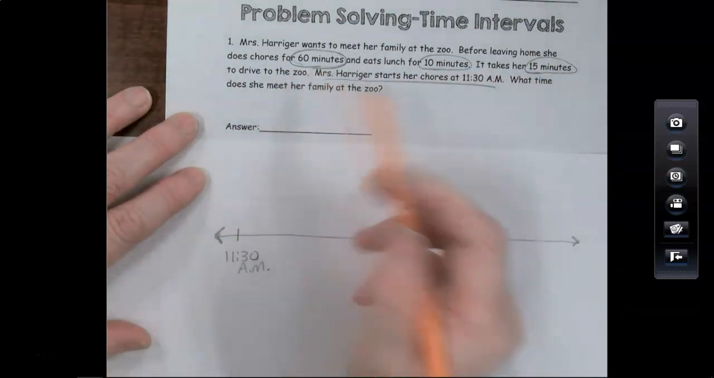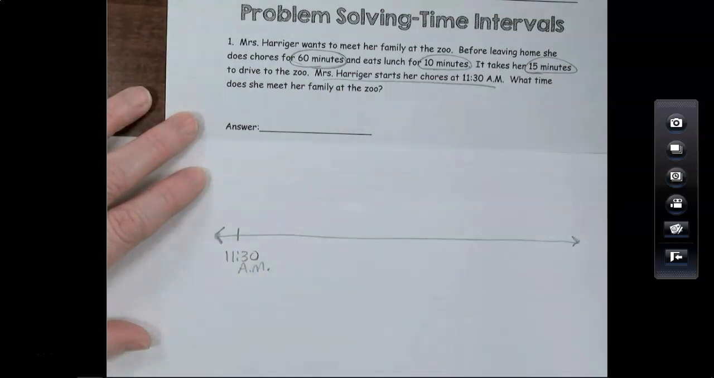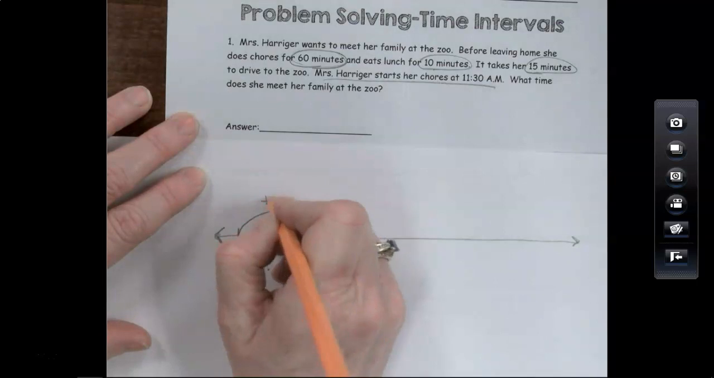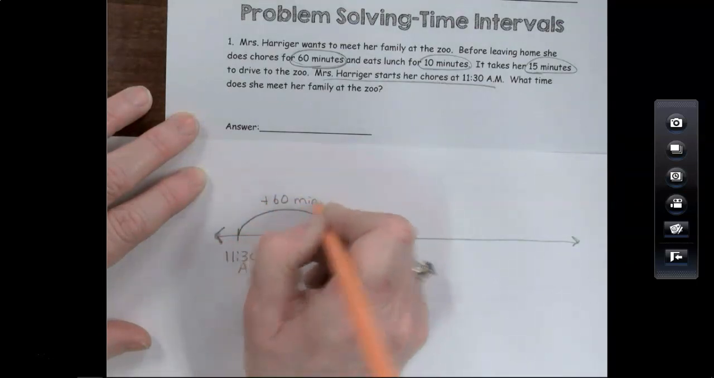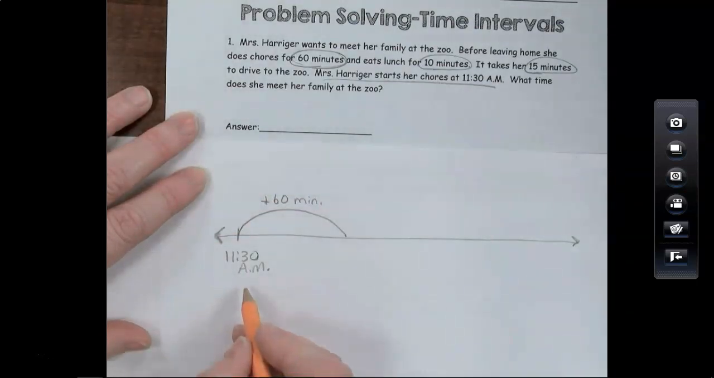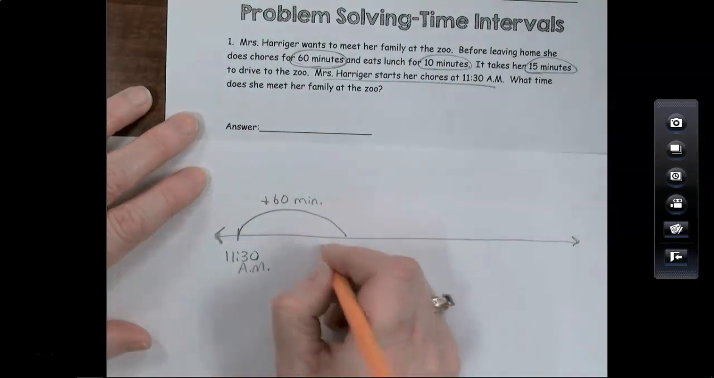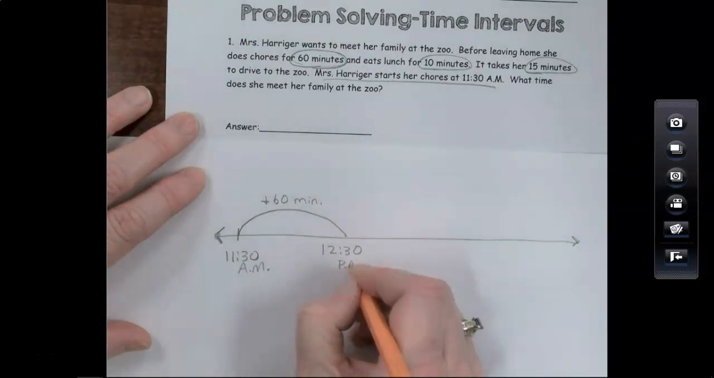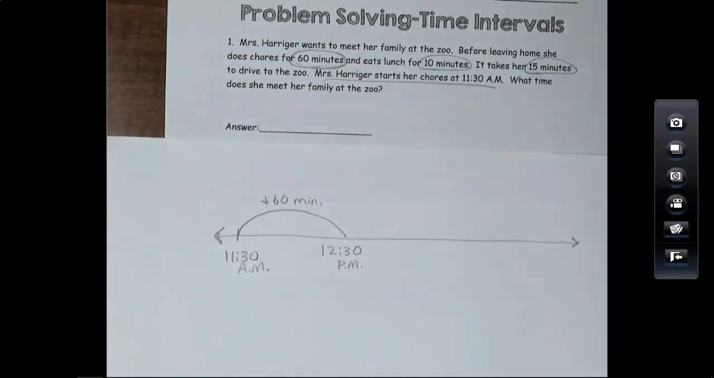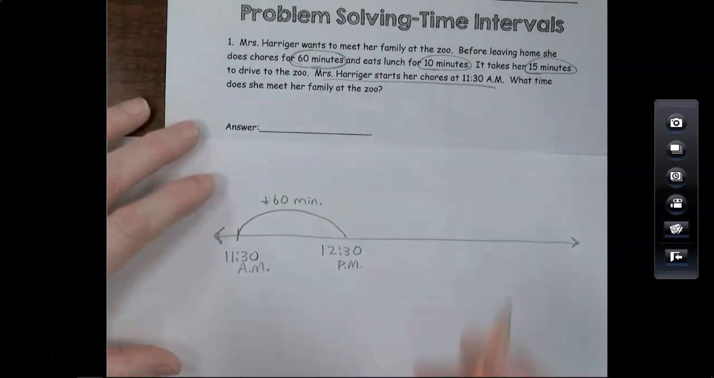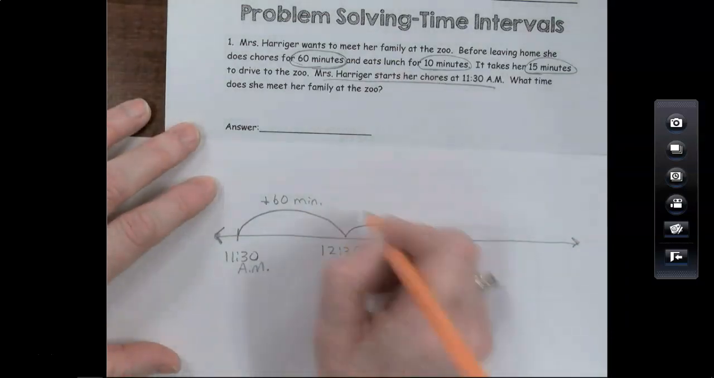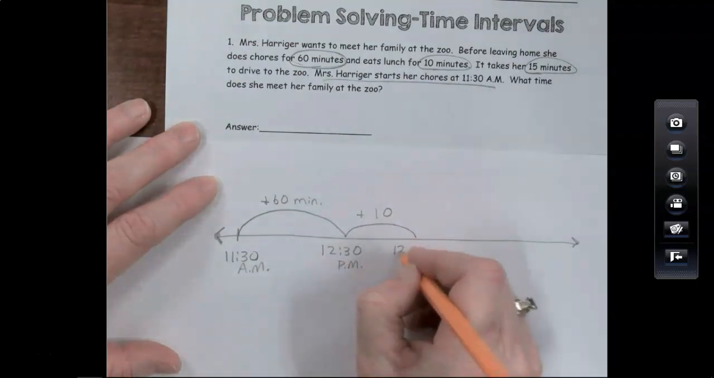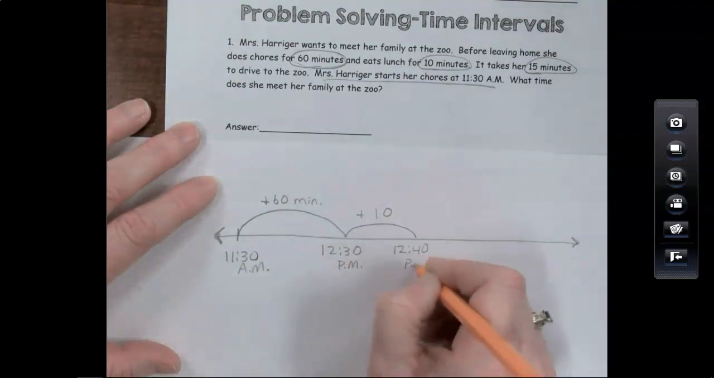Her chores take 60 minutes. So 60 minutes is an hour. So if we're starting at 11:30 a.m., we're going to go 60 minutes. So you're at 11:30 a.m., you're going to add 60 minutes. It's going to be 12:30. But it'll be p.m. now because remember after 12 noon it becomes p.m. Okay, so then she eats lunch for 10 minutes. So we have to add the 10 minutes that she eats lunch. So 12:30 plus 10 minutes is going to be 12:40 p.m.